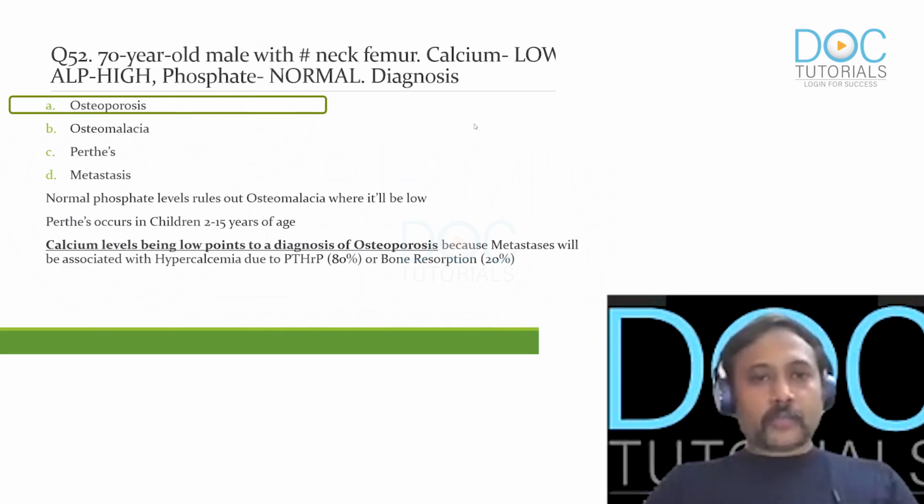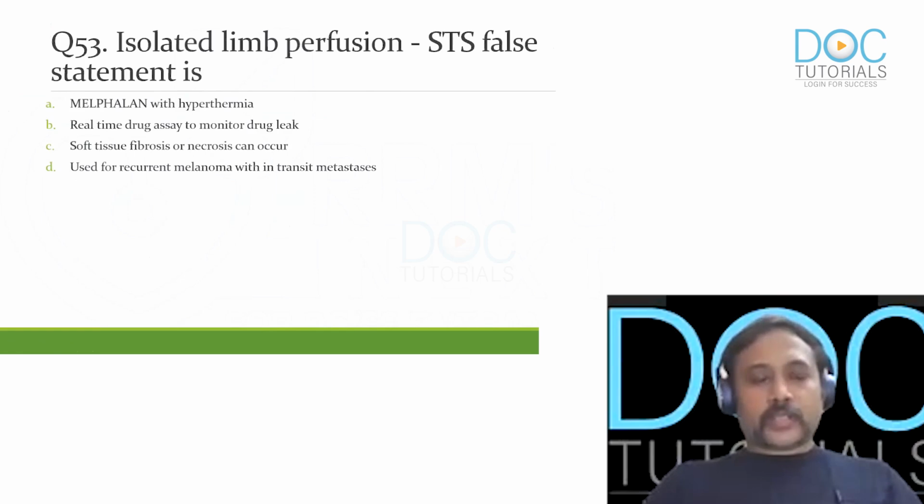But in general, with bony tumors and other such things, when you have either metastasis or a primary bone resorbing tumor present, then you will find that the calcium levels are going to be high. And that is the reason why I was thinking more in terms of osteoporosis as an answer and not the other one. Next question. Isolated limb perfusion in soft tissue sarcoma.